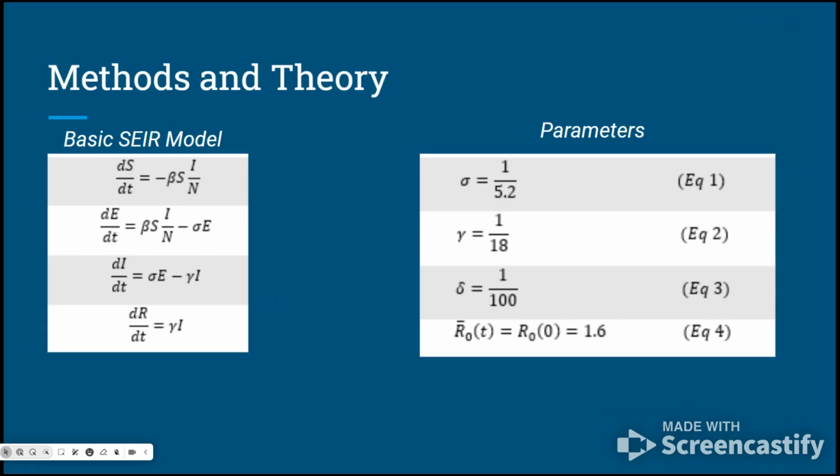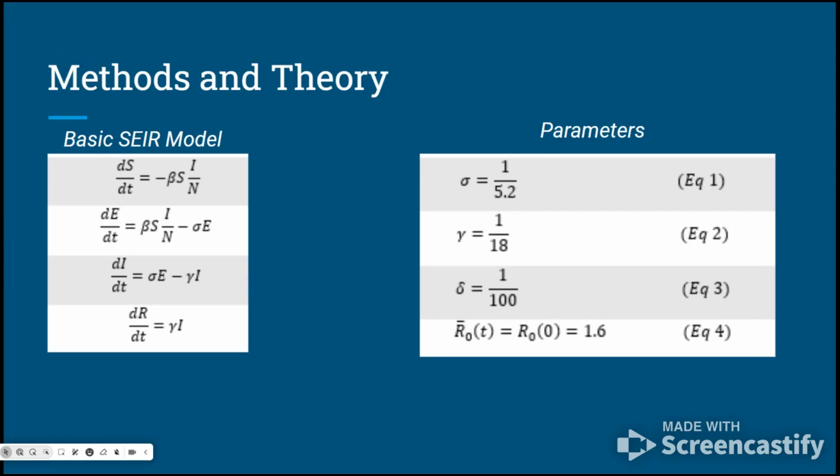The second equation, which represents the total number of exposed individuals, the change in the total number of exposed individuals per time, is represented by the flow into exposed minus the infection rate times the number of exposed individuals. The third equation is the change in infected individuals per time, which is the number of exposed individuals times the infection rate minus the recovery rate times the number of infected.